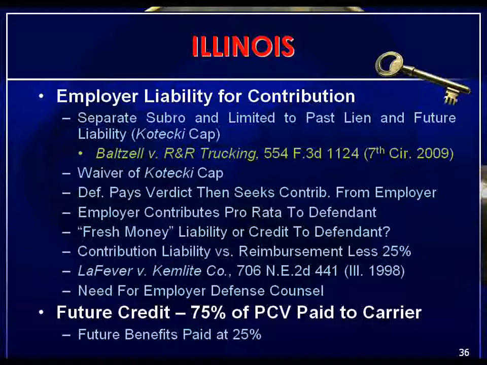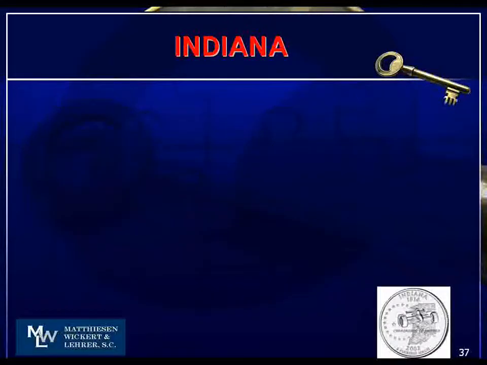Now, the future credit in Illinois, again, you get 75% of present cash value paid to the carrier. Future benefits are paid at a rate of 25%, and a lot of states are like that.